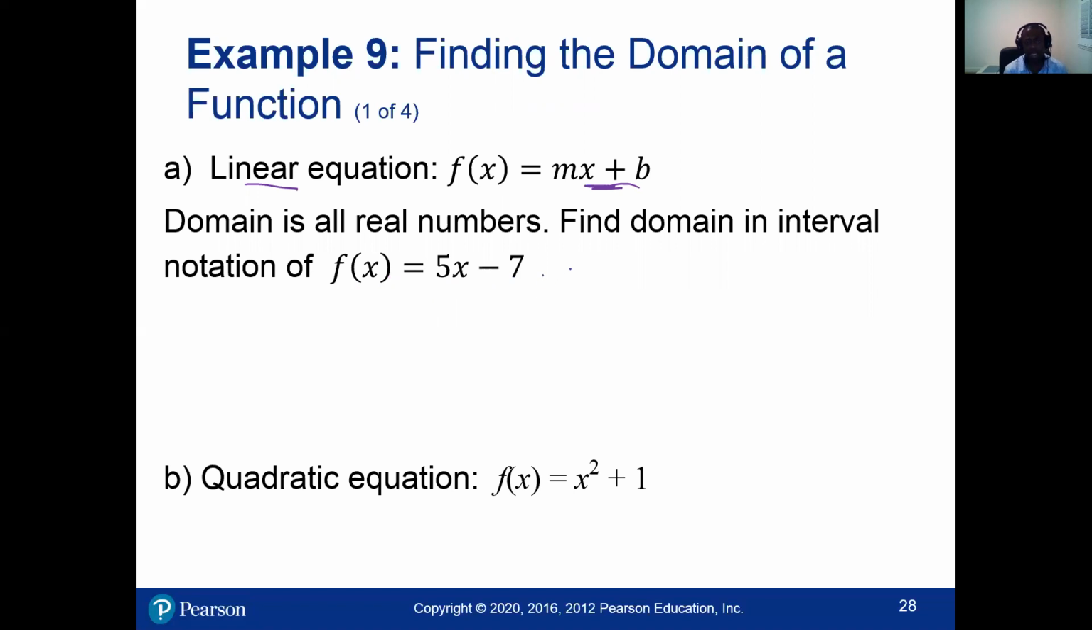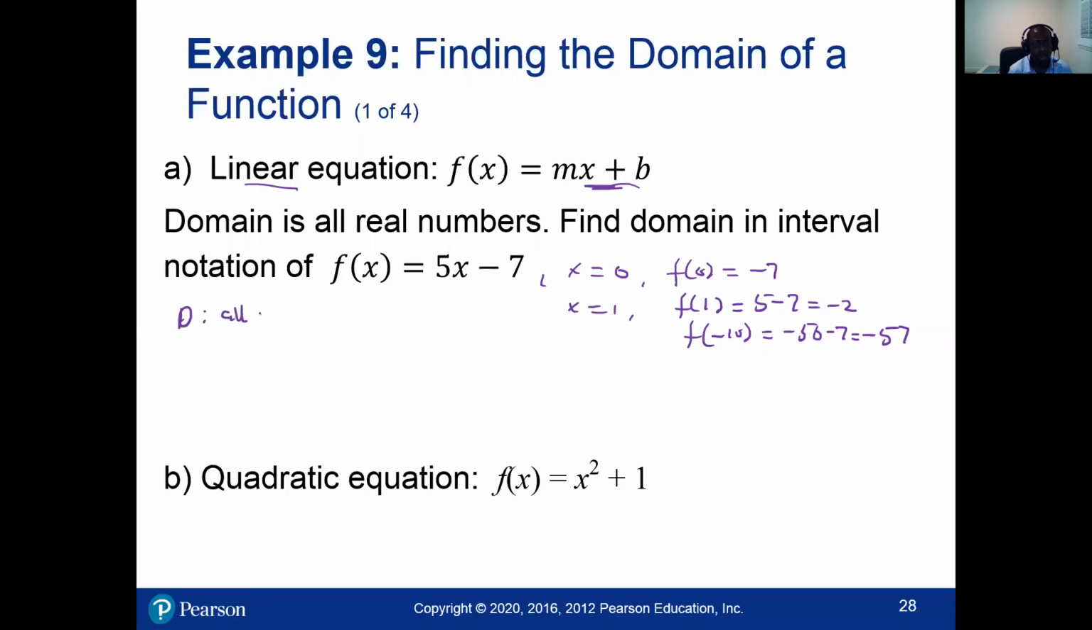if you plug in x equal to 0, then f of 0 is going to be negative 7. If x is equal to 1, then f of 1 will be 5 minus 7, which is negative 2. If x is equal to negative 10, then you're going to have negative 50 minus 7, that is negative 57. So the domain of this is all real numbers.